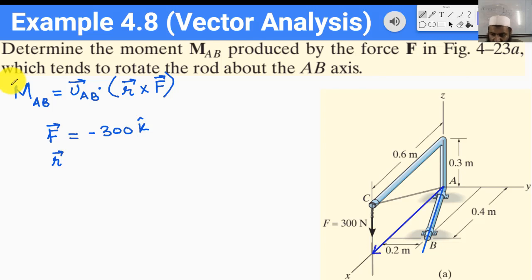Let me also give a name to this point. So this is A, B, C, and let's just call it D. So RAD is very easily written as 0.6 I hat. Okay, so I know two of the three things I need to use this formula, and the third thing is just to find the unit vector along AB.